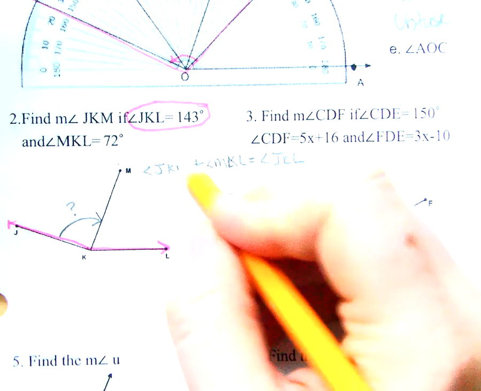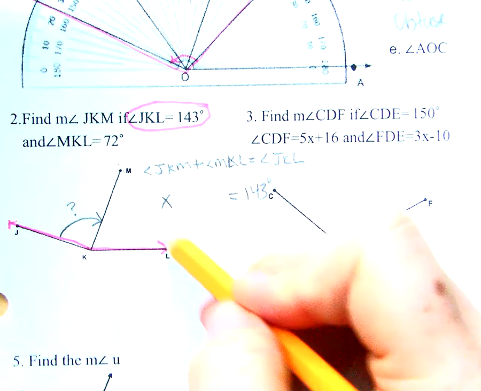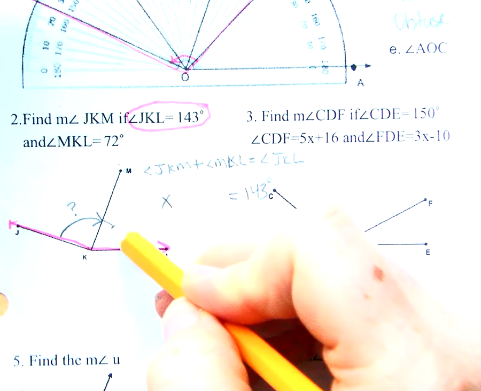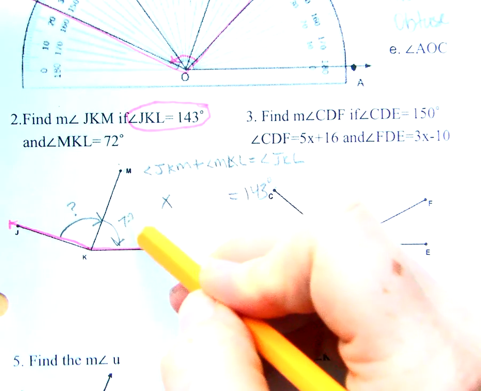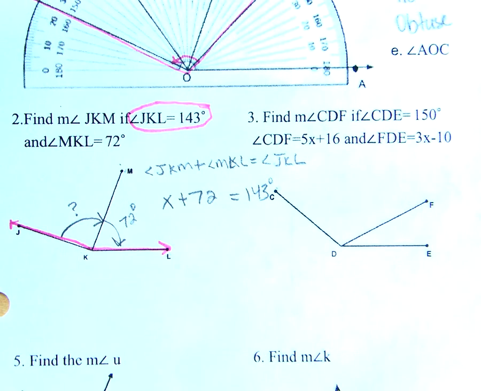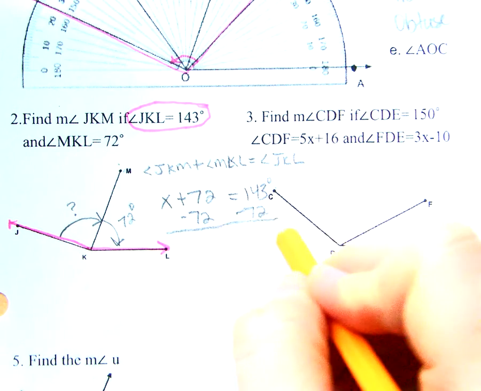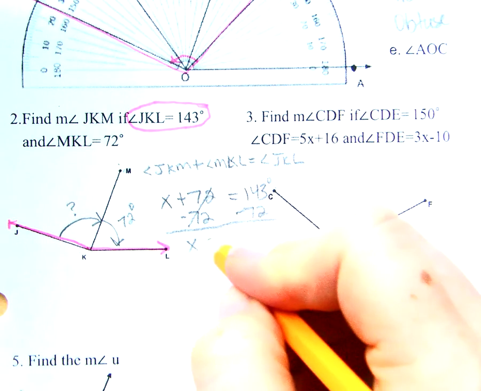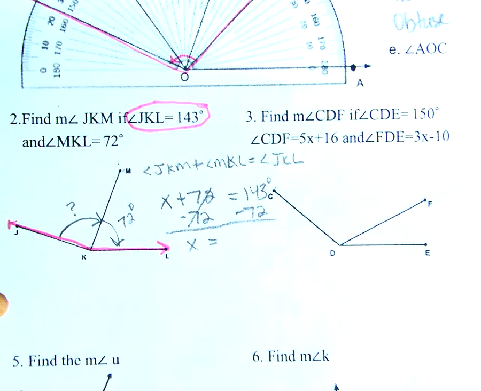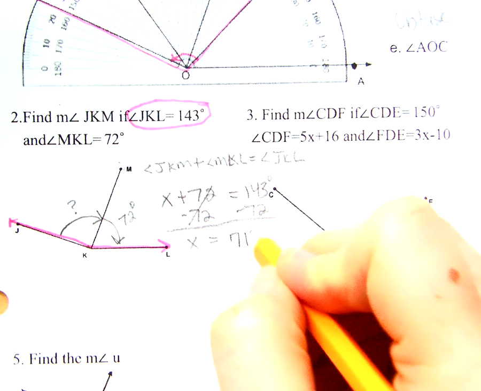We don't know what this one is, right? So I'm just going to put X for that. And then we know that MKL, so the rest of it, is 72 degrees. So we're going to replace MKL with 72. And so I can just subtract. Remember, anytime you're solving for part of something, part of a line or part of an angle, you're going to be subtracting. And then I'm just going to subtract 143 minus 72. And that's going to give me a 71 degree angle.